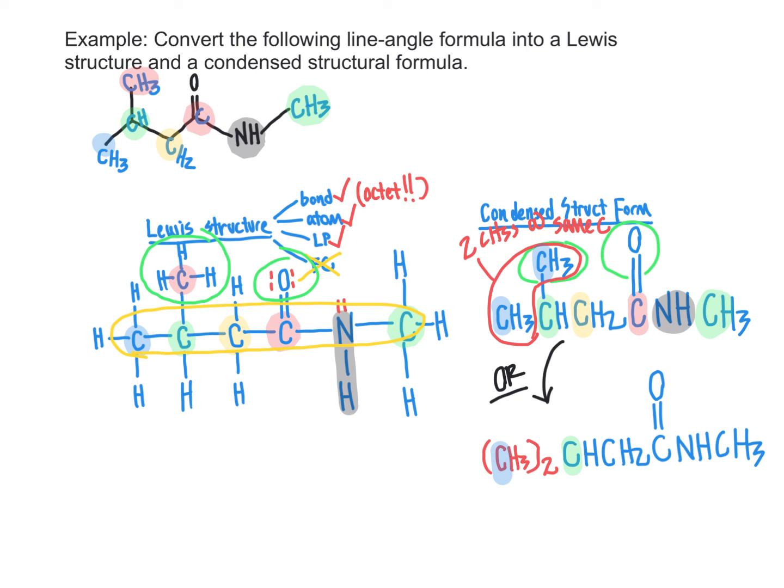So with that, we have explored how to convert line angle formulas into Lewis structures and or condensed structural formulas. And as you continue your journey through organic chemistry, it is really critical to be able to interpret any of these types of structural drawings and convert from one type to another, because different applications will require a level of understanding that goes along with any of these three types of structures.